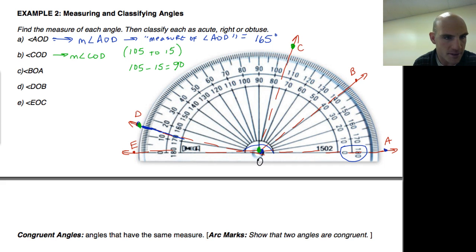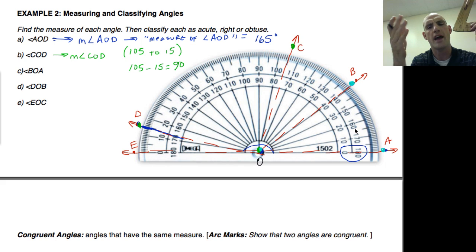So B, let me get a different color here. Let's get a pinky color. So B, you can't really see that, can you? Let me get a light blue, maybe that'll help. So B is here, and then O, and then A. Well, see, they're trying to trick us because they're trying to go backwards. Does it matter where I start measuring from? Is angle AOB equal to angle BOA?